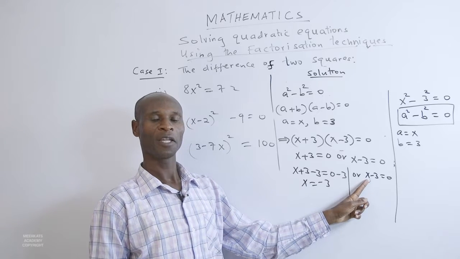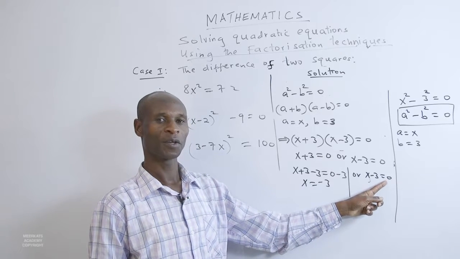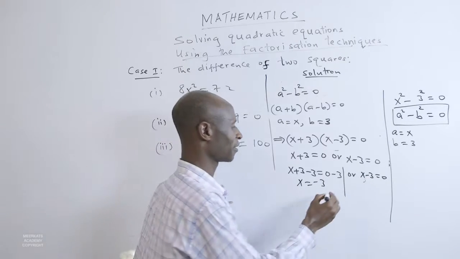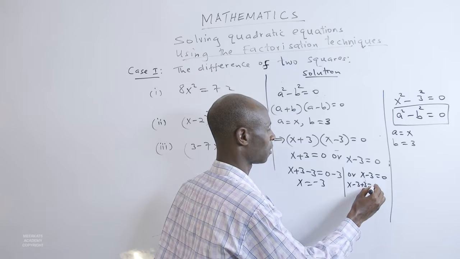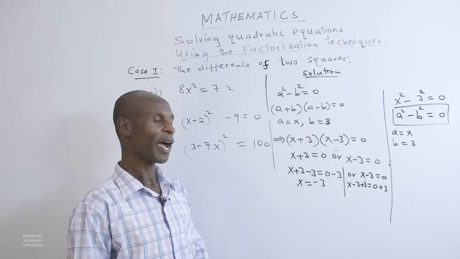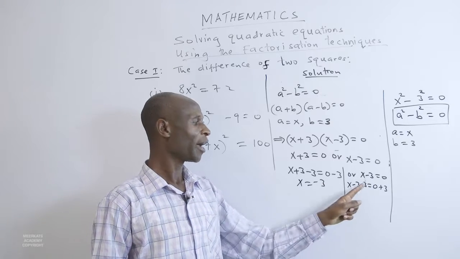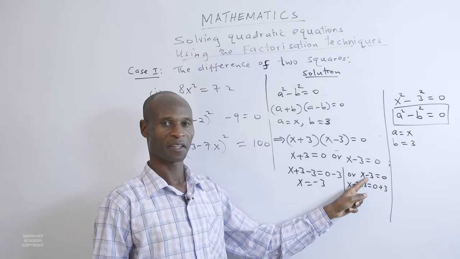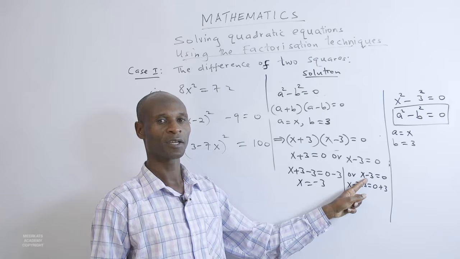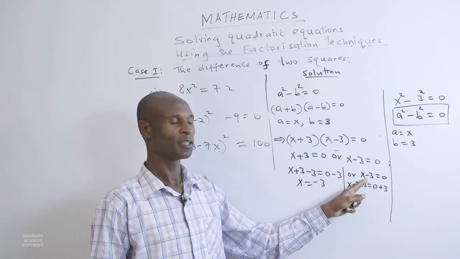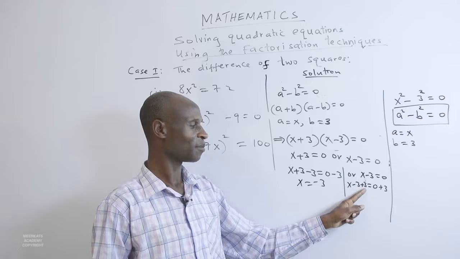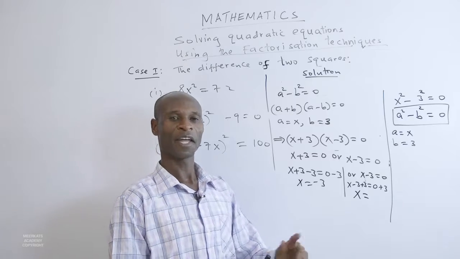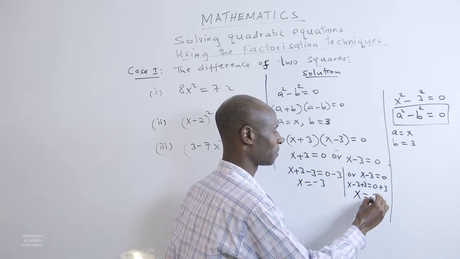Okay, taking the second linear factor, x minus 3 is equal to 0, we can find the value of x by adding 3 on both sides. Why do we add? We add because the constant term is negative 3, and therefore, to eliminate it on the left-hand side, we add. So x minus 3 plus 3, we remain with x. Then on the right-hand side, 0 plus 3, we have 3.